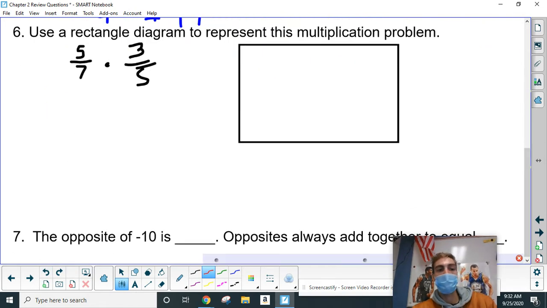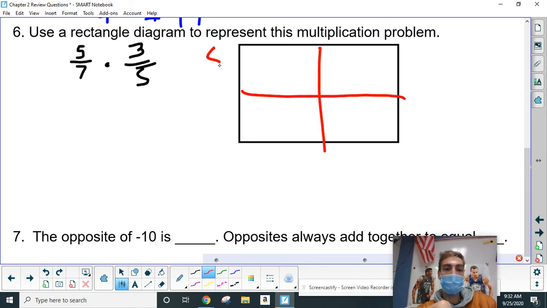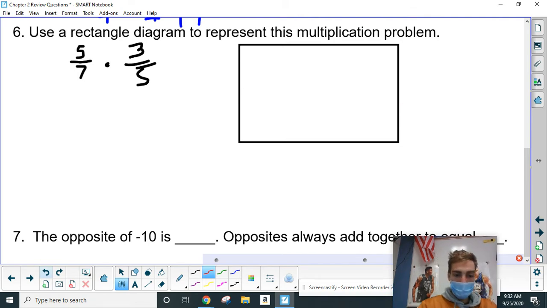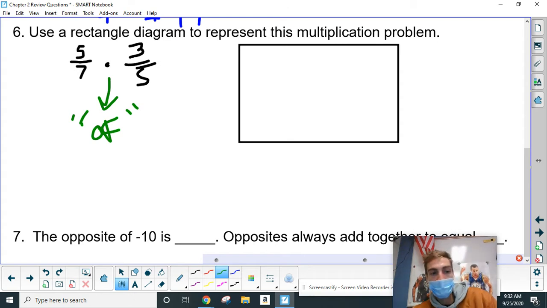Then we see problem 6. It says use a rectangle diagram to represent this multiplication problem. Now when it says rectangle diagram, it's not asking about drawing it into fourths and doing this whole thing, okay? It's talking about dividing this into the fractions that it has shown. And so when you see this multiplication sign, this means of. So you can think about this as 5 sevenths of 3 fifths.